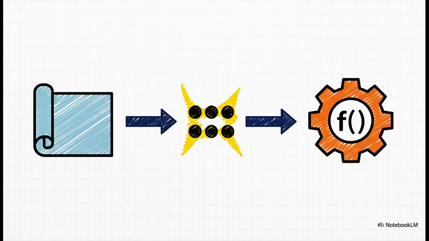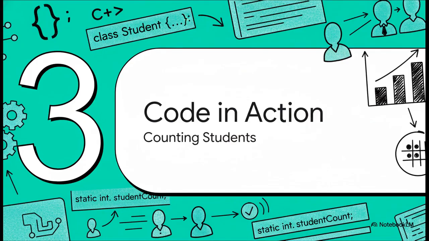And here's how you do it. The syntax is super clean. It's just class name, then the scope resolution operator, that's the double colon, and then the function name. Boom. It's a really clear way to say, hey, I'm doing something that affects the entire class. Okay, enough theory. Let's see how this all works in practice with that student counting example from our source material.